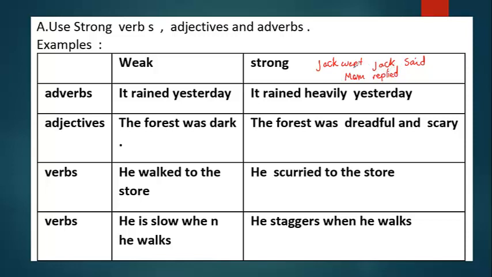Okay, here we used 3 simple verbs. Number 1, went. 2, said. 3, replied. There are different ways to say went or to say go. And there are different ways to say said. There are different ways to say replied. This is what we mean by strong verbs.